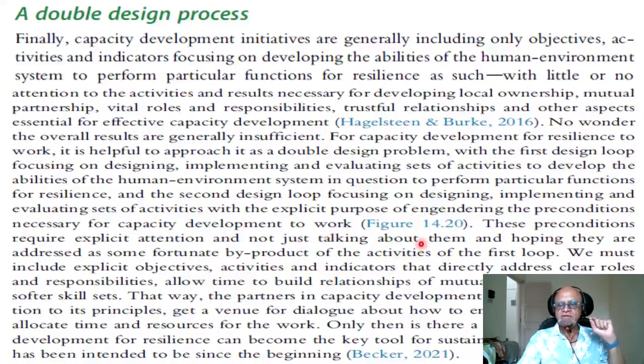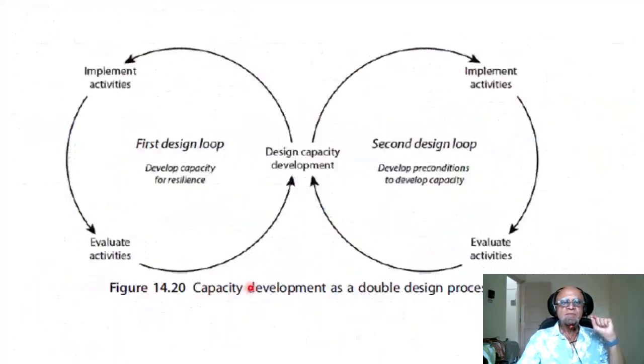You understand? So we'll look at the figure here. So you have the double loop here. So you have designing capacity for designing capacity development. In the first design loop, you develop capacity for resilience. So you focus on implementing activities and evaluating activities to arrive at the completion of the implementation of the first loop for developing capacity. In the second loop, you actually implement activities and evaluate the activities to develop the preconditions to develop capacity. Okay, so what you designed is theoretically good, but is it going to work?